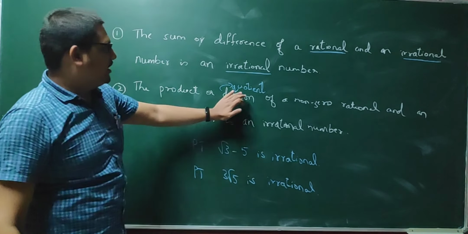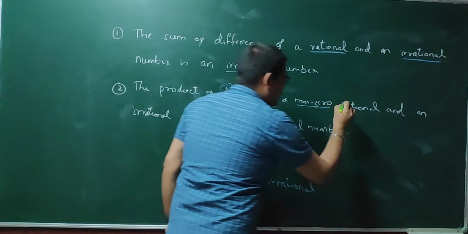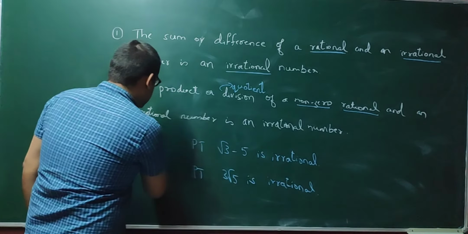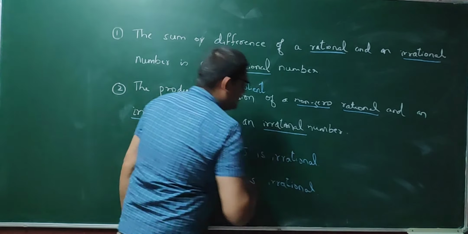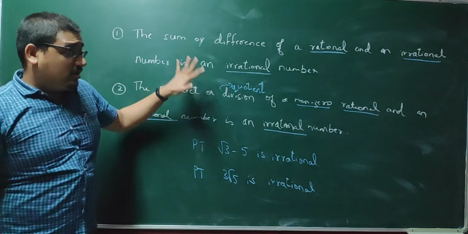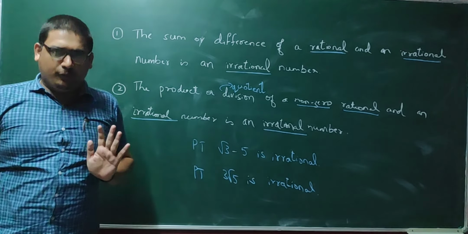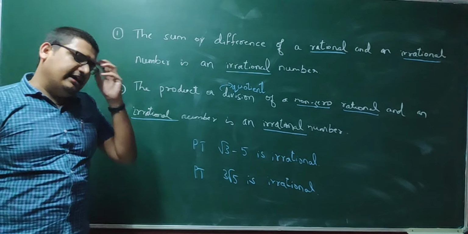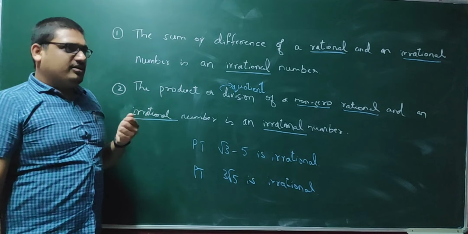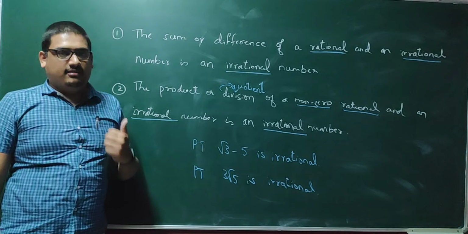The product or quotient of non-zero, this is extremely important, non-zero rational and an irrational number is an irrational number. So if you are very well aware and confident of these two facts, then when they ask you such questions, it will be very easy for you to prove. Otherwise, you will be in a dilemma: whether this is correct or how should I prove it, what is a fact. So all these doubts will arise in your mind.